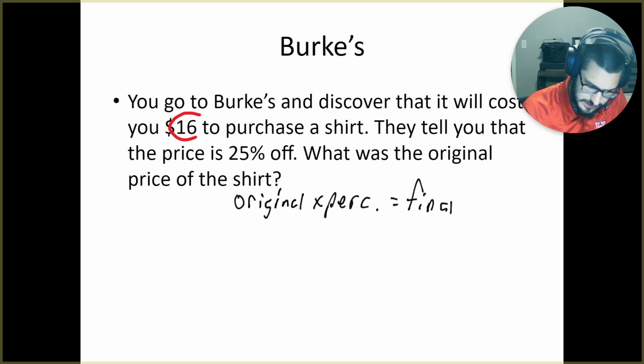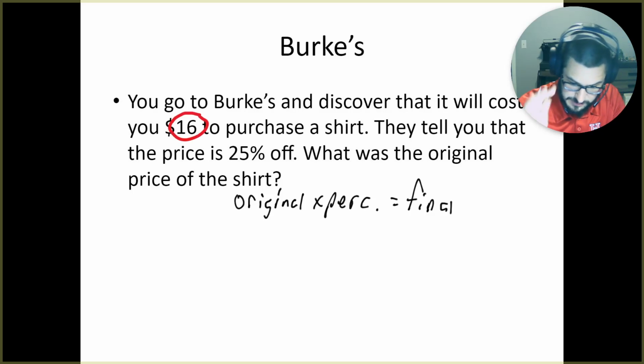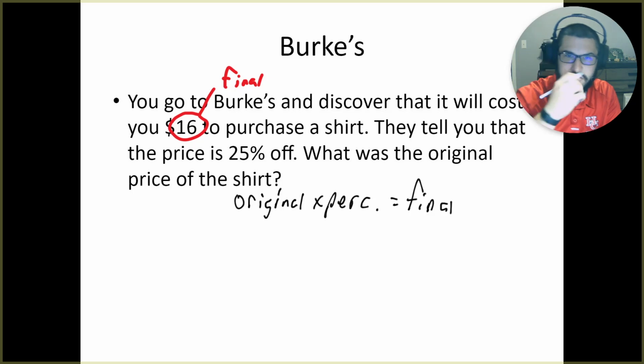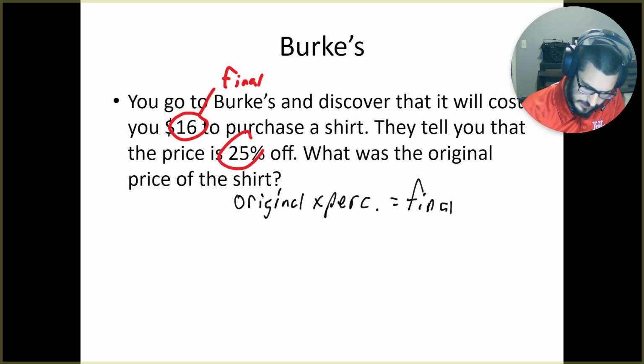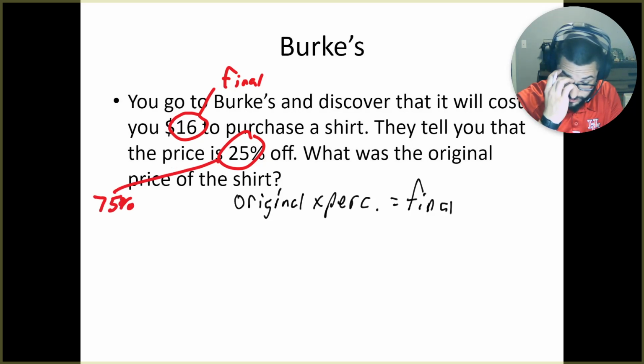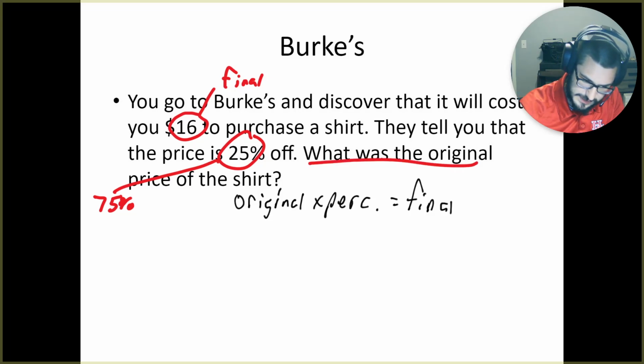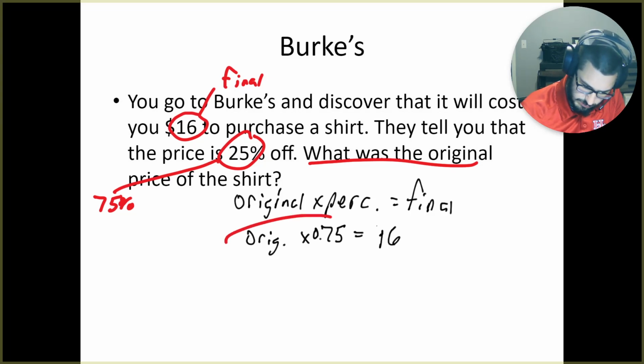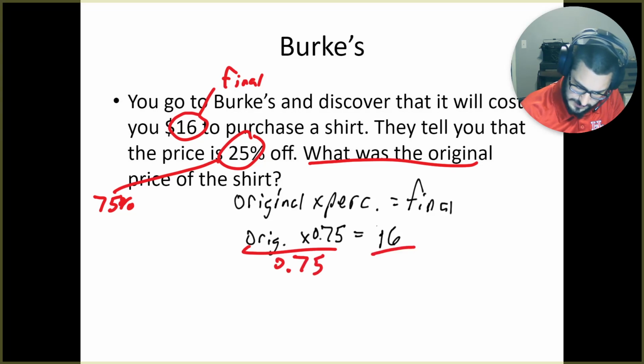I've got my original right here, or my final, sorry, final is going to be the $16. Again, that's why putting down what we know is so helpful. And then it's 25% off, which means that that is 75% of the original. We want to know what the original is. So then original times my 75% equals final, which was 16. Multiplying, so I've got to do the inverse operation, which is divide by 0.75.